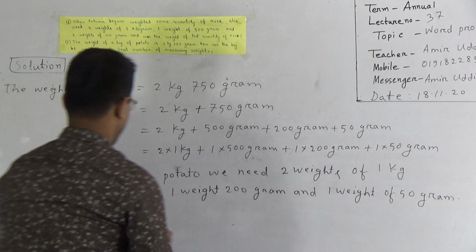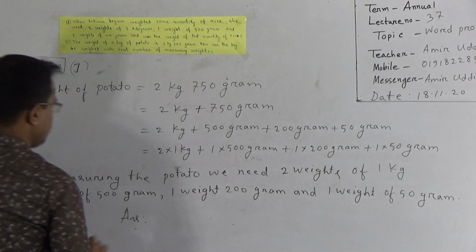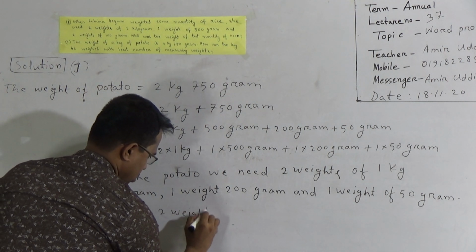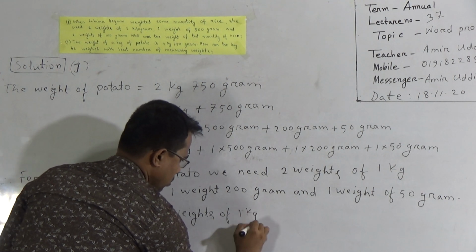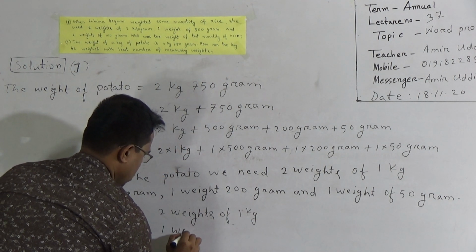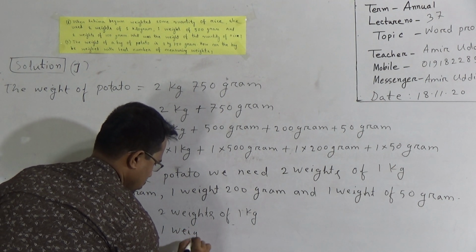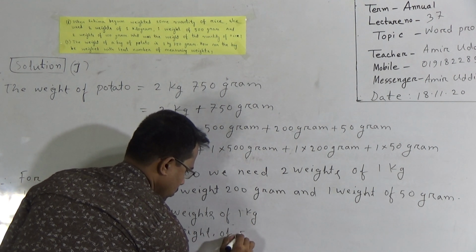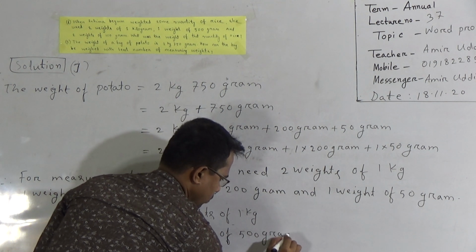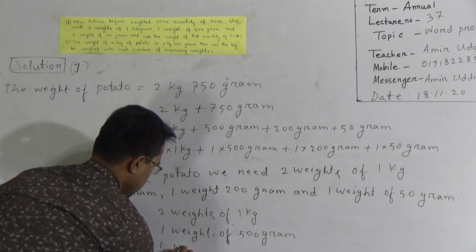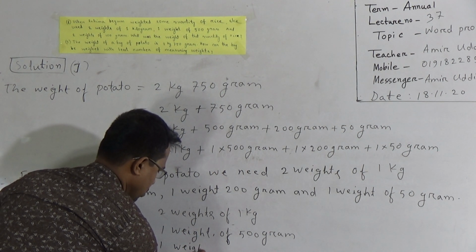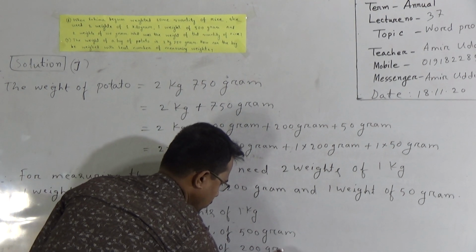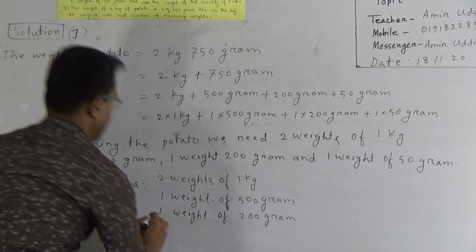Now we will write the answer. Answer: 2 weights of 1 kg, 1 weight of 500 gram, 1 weight of 200 gram and another one is 1 weight of 50 gram.